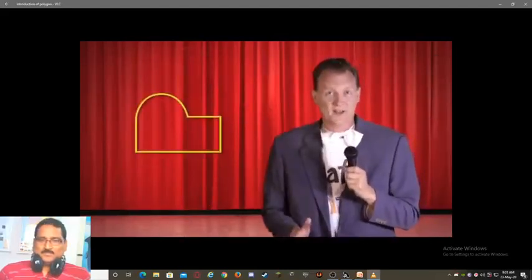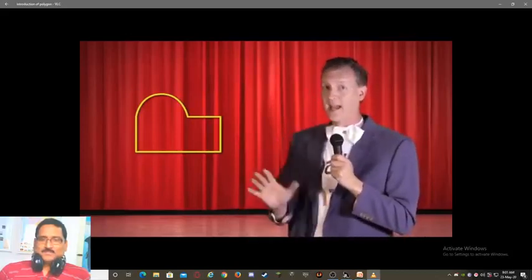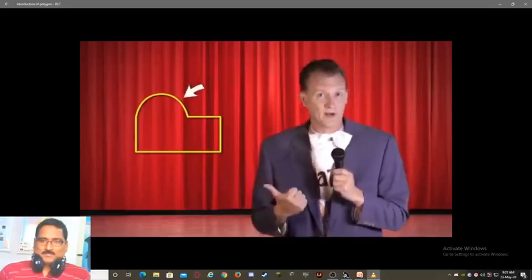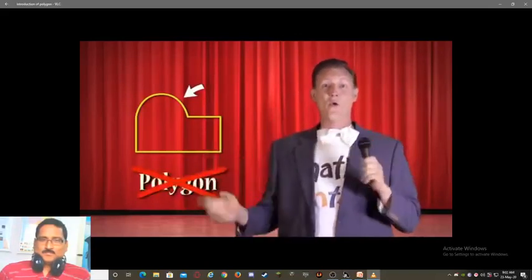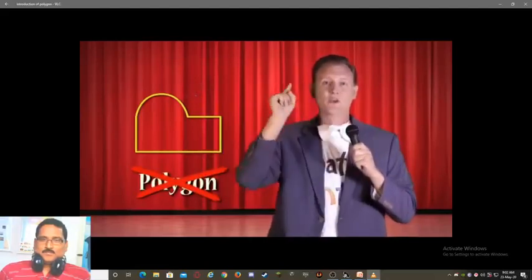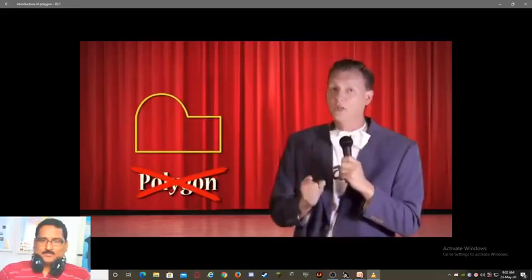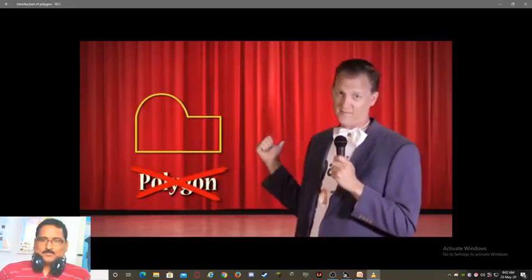Here's an interesting one. It's a closed 2D shape that does have straight sides and vertices, but it also has this curved part here. Can it still be a polygon with that curve there? No! The curved part disqualifies it as a polygon. A polygon has to have only straight sides, so this is not a polygon.